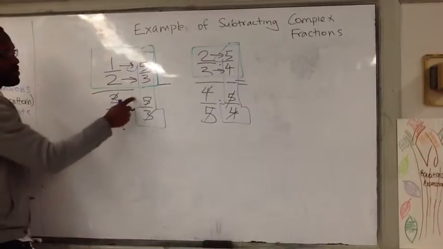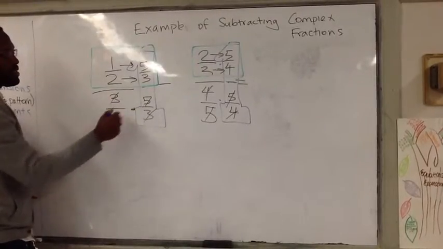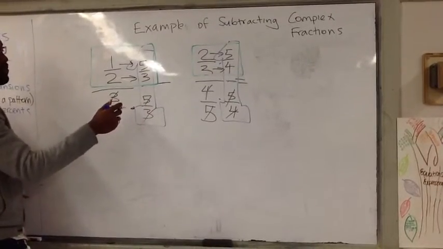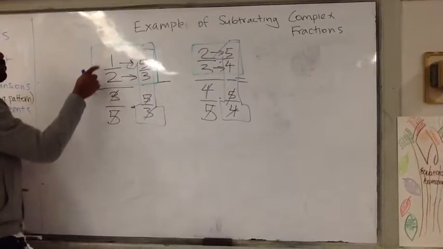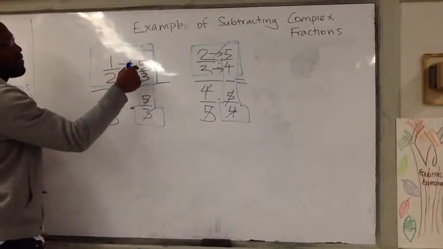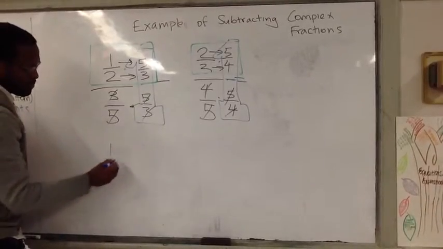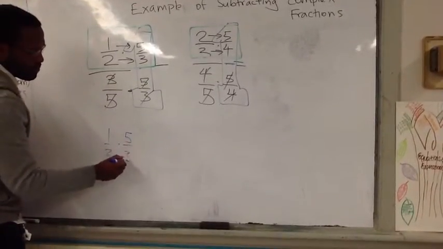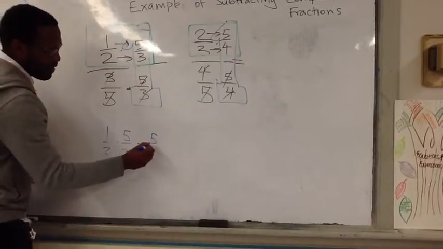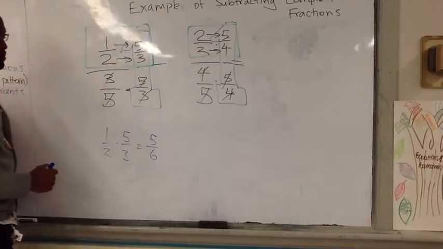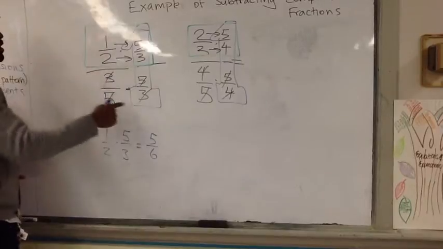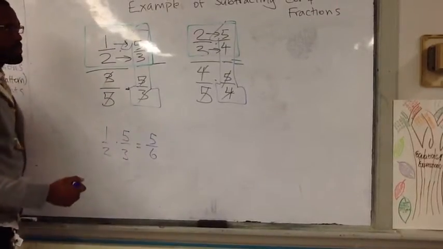So 3/5 times 5/3, the 3's cancel out, the 5 cancels out with the other 5, and we get 1/2 multiplied by 5/3, which is going to be 5/6. So this part, after they simplify, is equal to 5/6.